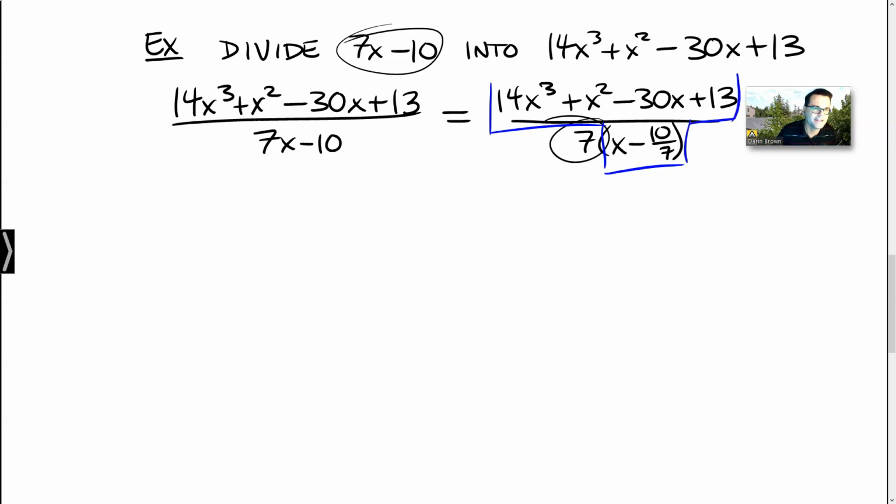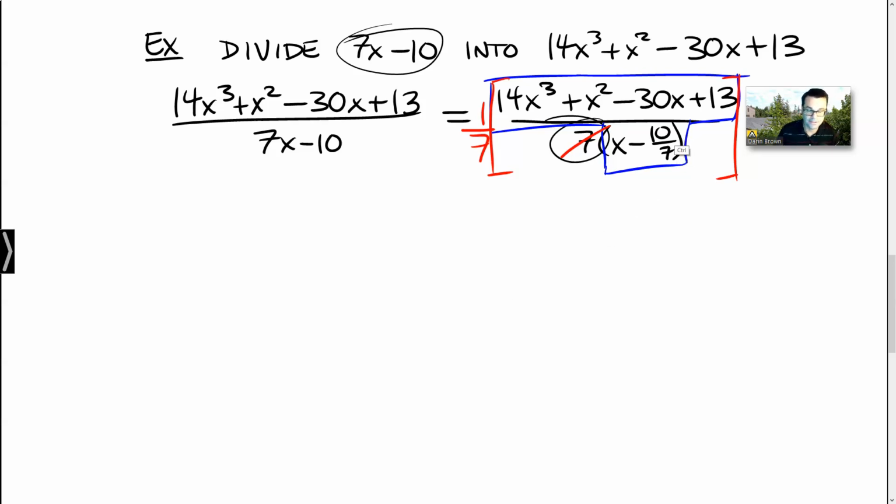I'm going to say, okay, what is that polynomial then divided by x minus 10 sevenths? Now, you have to use fractions. So you're not going to get away from fractions here. But I can use synthetic division. And then what I can do is I can just put the 1/7 at the end. So remember, this is really saying it's 1/7 times all this stuff.